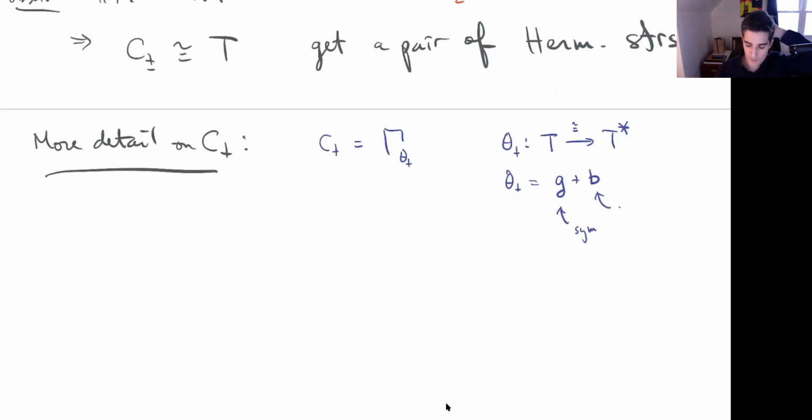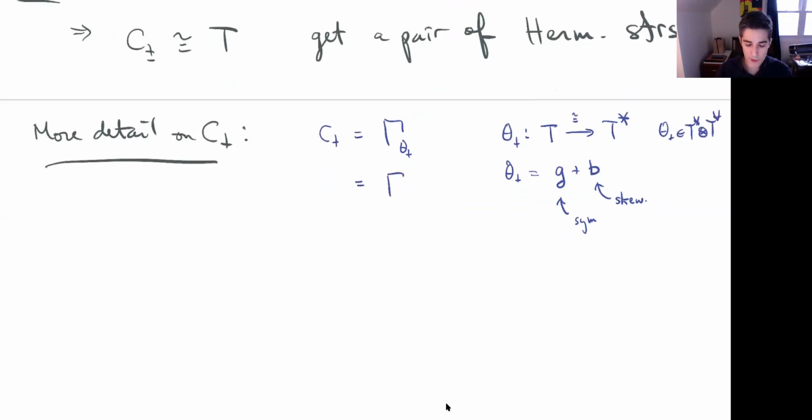I'm just using the fact that theta plus is in T star tensor T star. And so this means that C plus is really the graph of a symmetric form plus a 2-form. Then if we try to do the same thing with C minus, what you'll find is that it's the graph of theta minus; everything's the same, but theta minus is G, the same G, like I said, with a minus B.